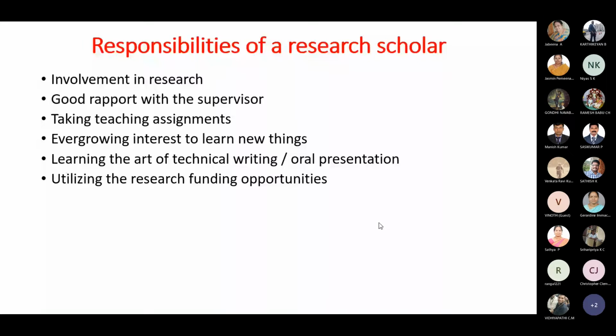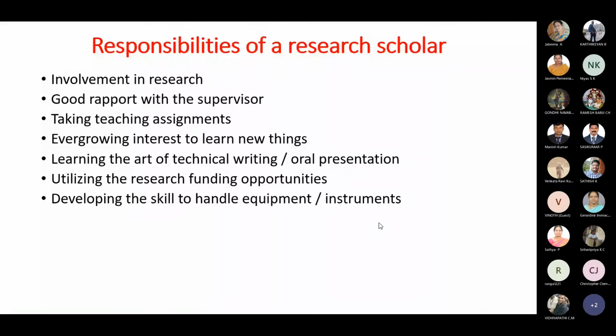Utilize research funding opportunities. Just have an eye over what kind of research funding opportunities are available. Just throw the stone, right? Try to write a proposal and throw that. Don't bother about rejections, or don't get dejected. You will definitely get success sometime.